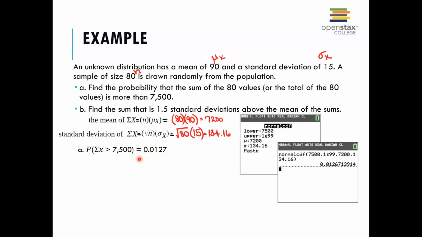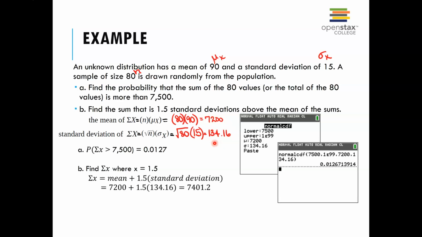All right, look at B. B says find the sum that is 1.5 standard deviations above the mean of the sums. Well, first off, what's the mean of the sums? Well, here it is right here. The mean of the sums is 7,200. And I want to find 1.5 standard deviations above that. So I'm going to take the 7,200 and I'm going to add my standard deviation times 1.5, and that gives me my answer for B.